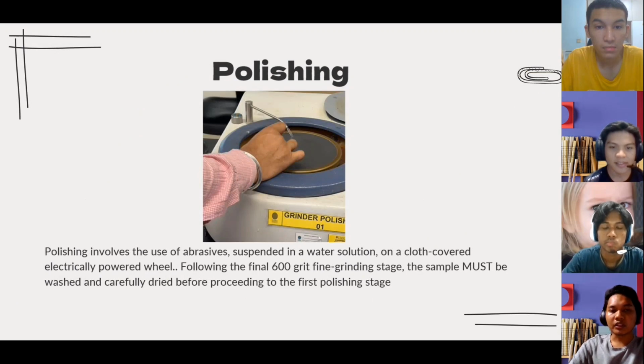Next is the polishing process. The polishing process involves the use of abrasives suspended in a water solution on a cloth-covered, electrically powered wheel. Following the final 600 grit fine grinding, the sample must be washed and carefully dried before proceeding to the first polishing stage.